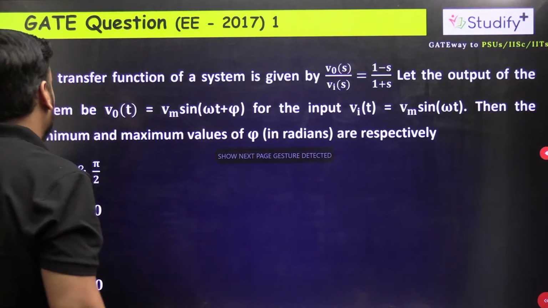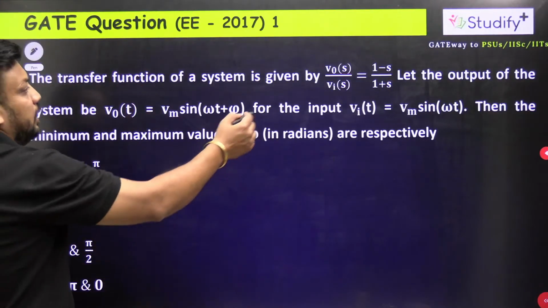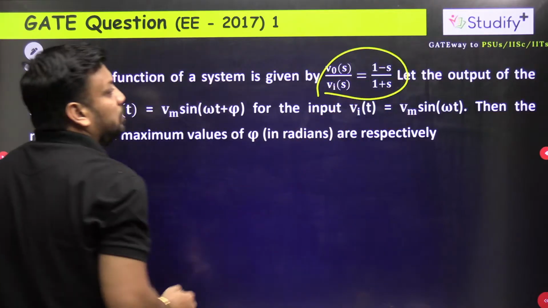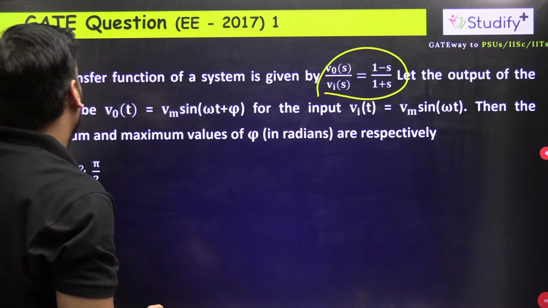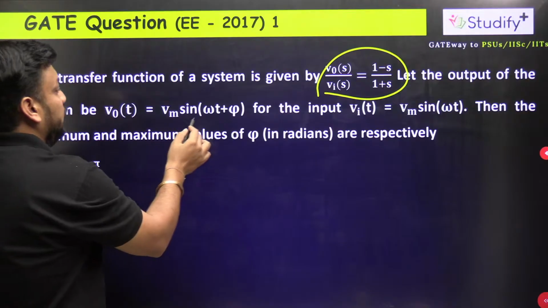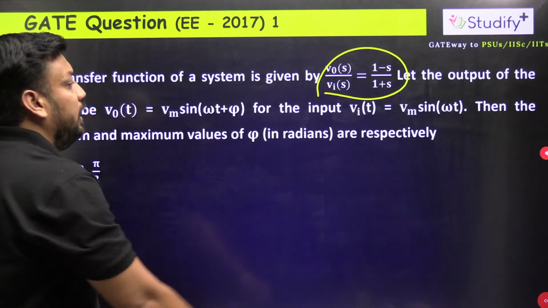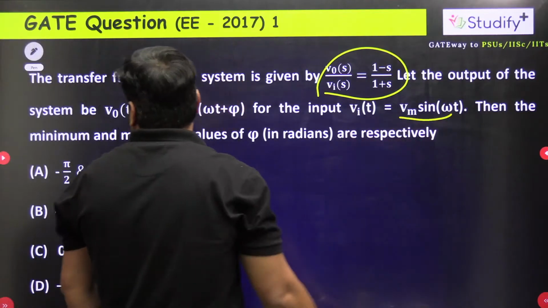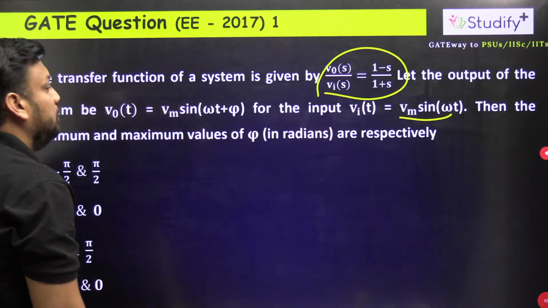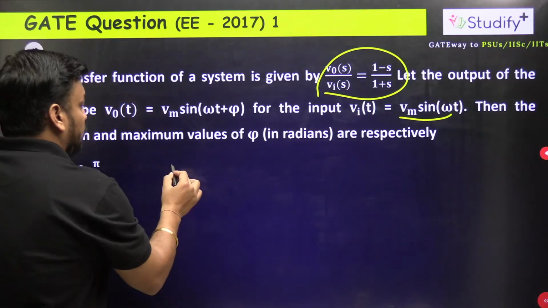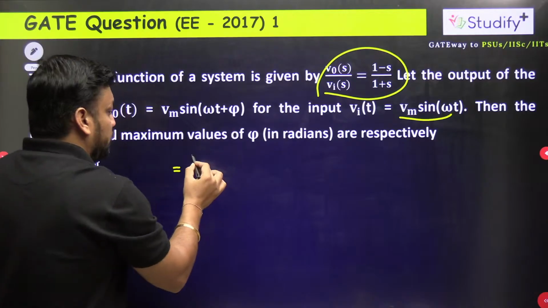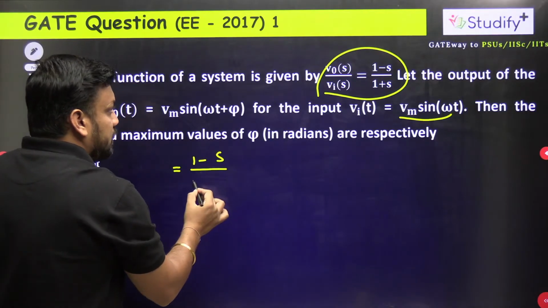One more question. Here the transfer function is (1 minus s) upon (1 plus s). Let the output of the system be v0 equal to Vm sin(omega t plus phi), and the input is Vm sin(omega t). Then find the minimum and the maximum value of phi. Okay, so we are looking at the transfer function, which is given to us as (1 minus s) upon (1 plus s).